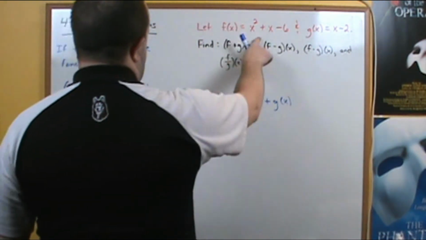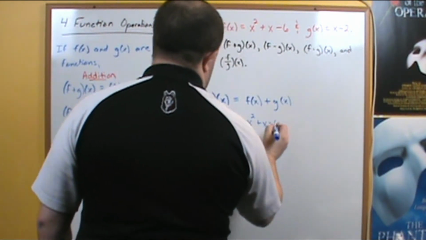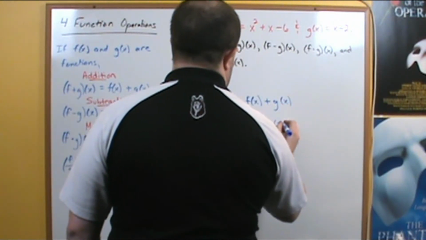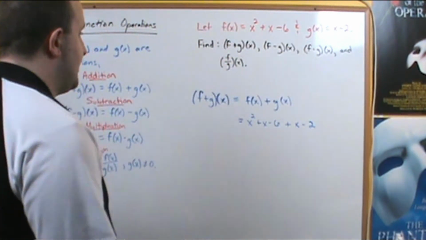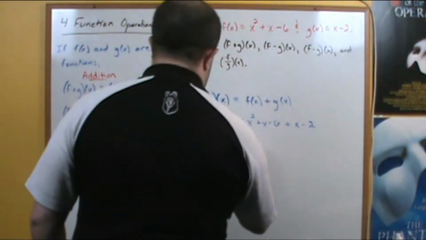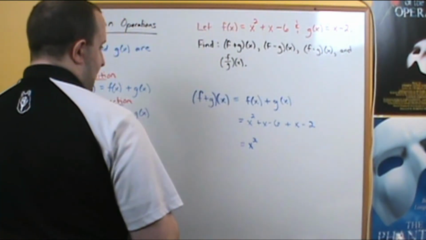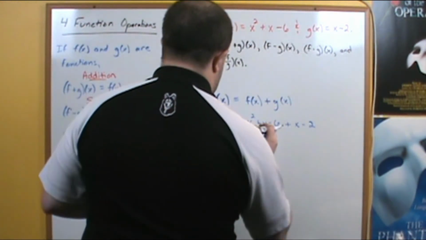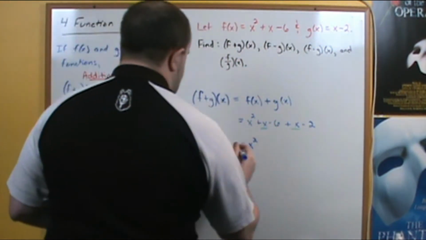So we take the function f of x, x squared plus x minus 6, and we add the function g of x to it, plus x minus 2. And from here, because it's function addition, we can combine like terms. And when we combine like terms, x squared, there are no other like terms, so we keep that. Then we have plus x and plus x, that's going to make a plus 2x.